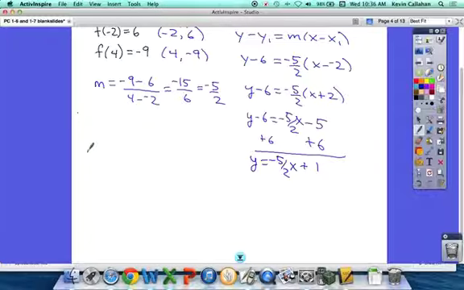So what does the 1 represent? The y-intercept, right? And the negative 5 halves is the slope. That's slope-intercept form. That was point-slope form. The question?